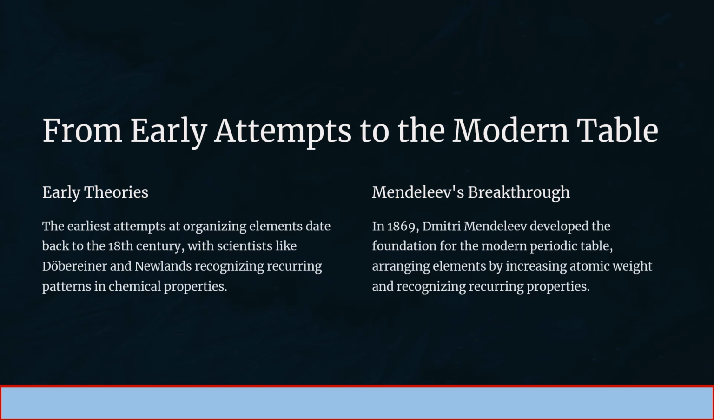Johann Dobereiner was one of the pioneers who identified groups of three elements, or triads, with similar properties, predicting that the middle element's atomic weight was an average of the other two. Then, in 1864, John Newlands proposed the law of octaves, observing that every eighth element.